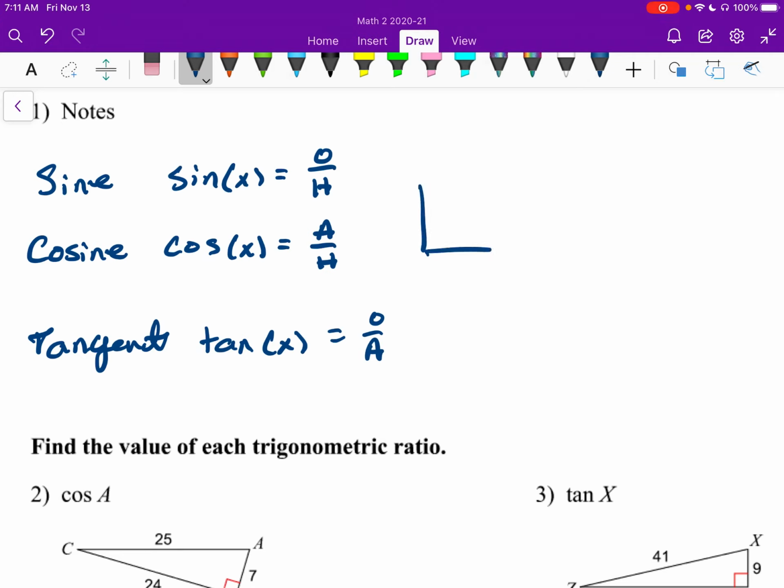So if we have a right triangle here, and you always have to orient yourself about an angle. Say we orient ourselves about this one. Then this would be our opposite, adjacent, and our hypotenuse. Adjacent means next to, so it makes sense that the adjacent would be next to the point.